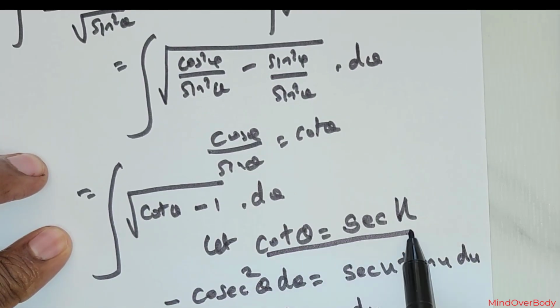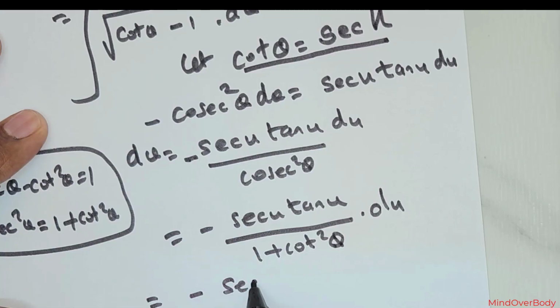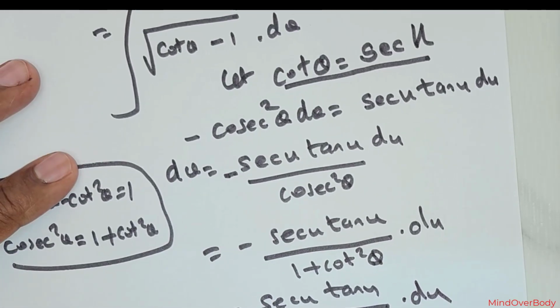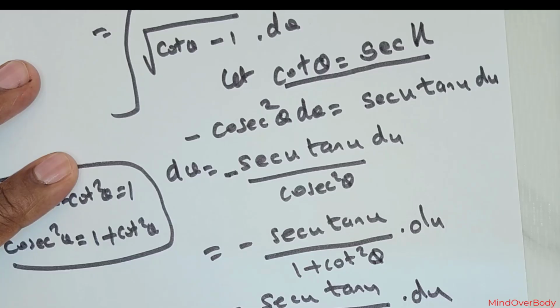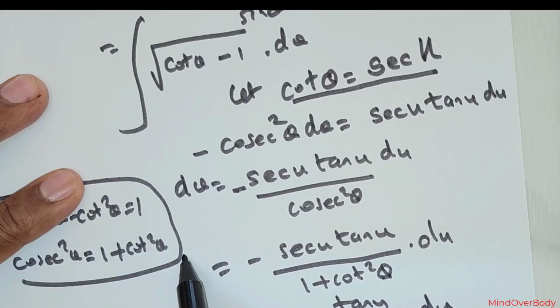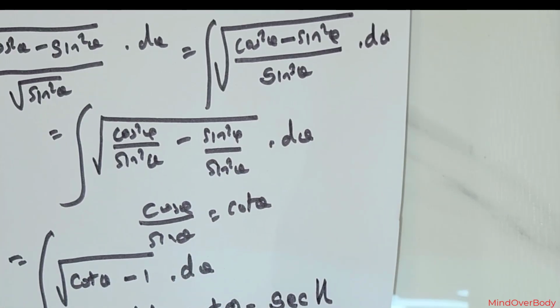But my cot theta is secant u, so this is equal to negative secant u tan u divided by 1 plus secant squared u times du. Okay, I hope you're watching. So on the left hand side you have d theta. Okay, so let me write that down. D theta. Okay, let me move to the next page.